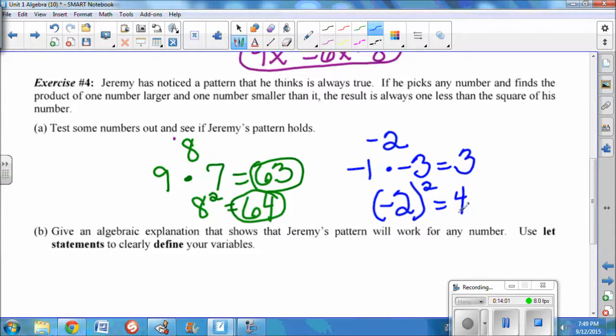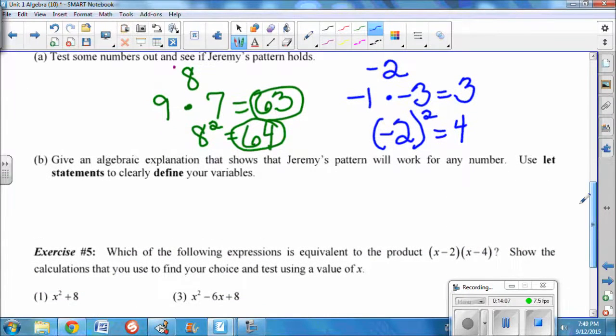Is that one number larger than what we came up with? Yeah, that's kind of cool. All right, so let's do some algebra with it. It says, give an algebraic example, explanation that shows that Jeremy's pattern will work for any number. Okay, so any number means x. Use the let statements to clearly define your variable. So let x equal a number.